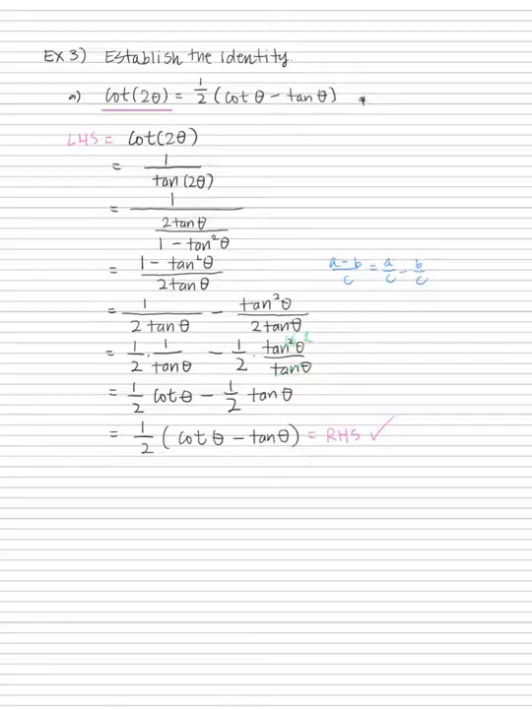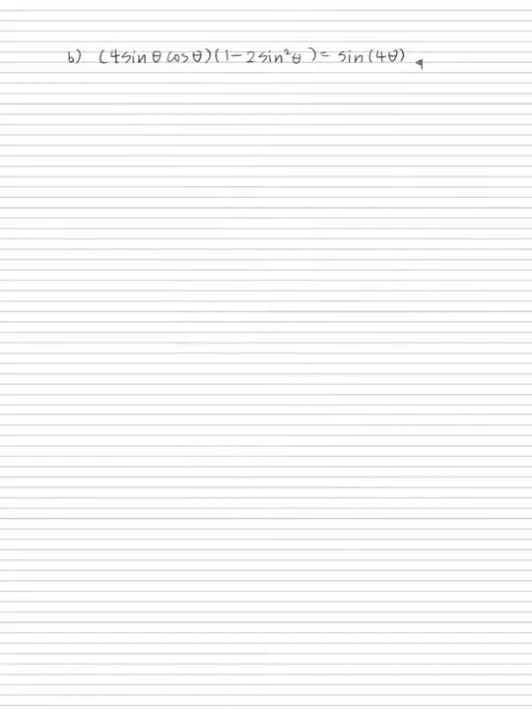Let's try another one. Okay, so now let's look at something like this. I know that the left hand side looks way more complicated, but since we just learned the double angle identity, I'm going to start from the right hand side.